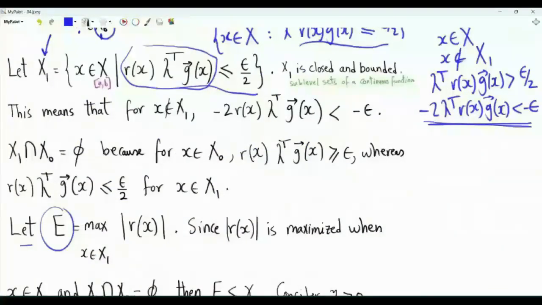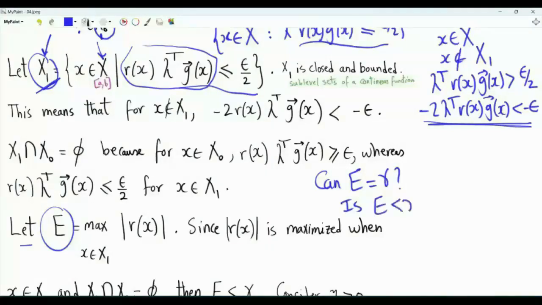Let E be the maximum of the magnitude of the residual. Here we are doing the maximization only using the elements of X1. The question is, can E be equal to gamma, or is E strictly less than gamma? Let's think about this. Can E be equal to gamma? Suppose that this is the case. Then there is an x bar, which is in the set X1. The magnitude of Rx bar is equal to gamma.